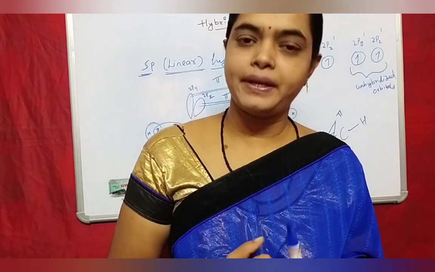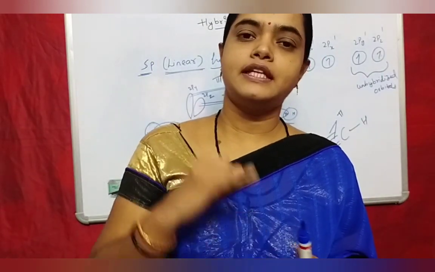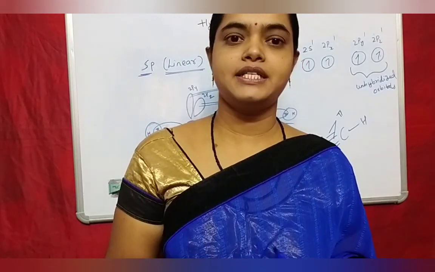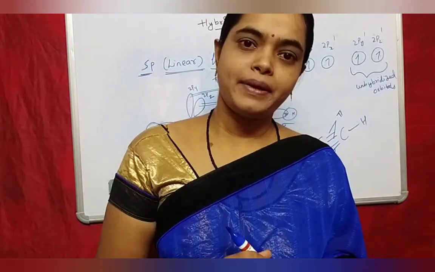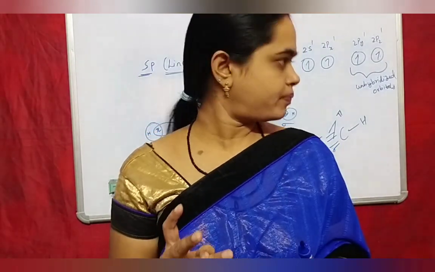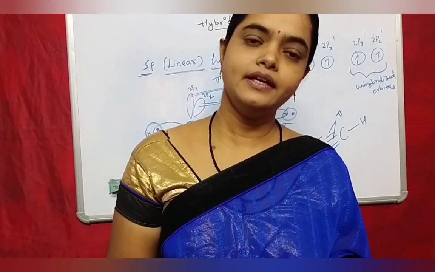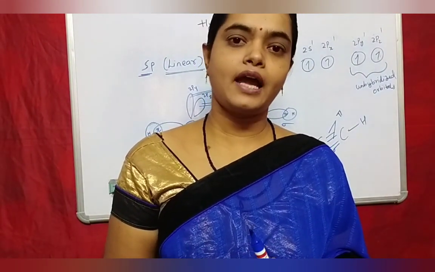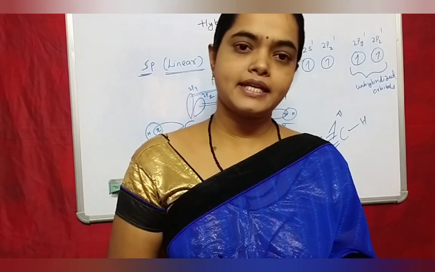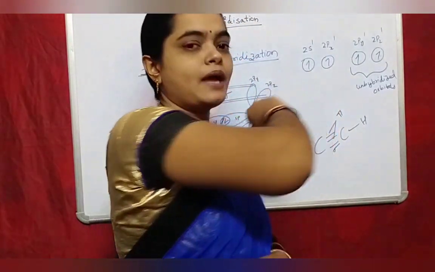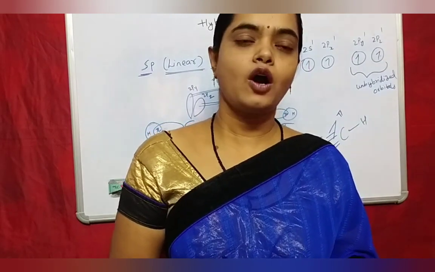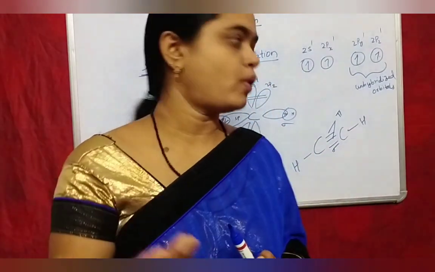In sp3 hybridization, 4 orbitals, 2px, 2py, 2pz and 2s, participate in hybridization. In sp2 hybridization, only 2s, 2px and 2py participate, while the 2pz is an unhybridized orbital. And in sp, 2px and 2s only two participate in hybridization, while 2py and 2pz are unhybridized orbitals. Later they form two pi bonds.